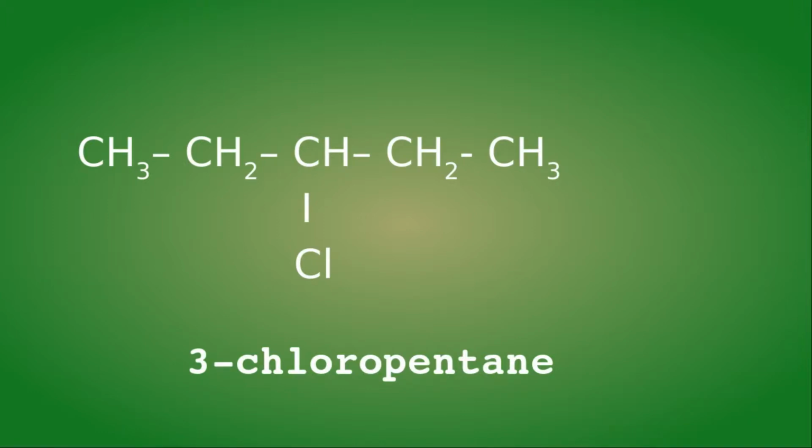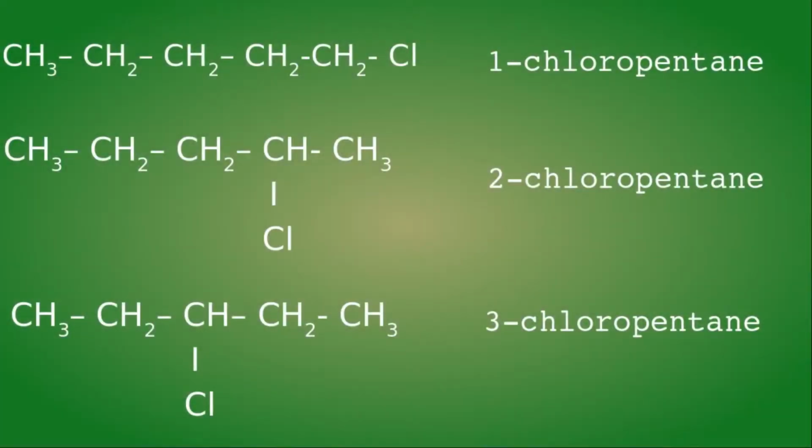Thus, 3 position isomers are possible for the given compound: 1-chloropentane, 2-chloropentane and 3-chloropentane. Analyze the compounds given in the table and identify the pairs of position isomers. Write their IUPAC names also.